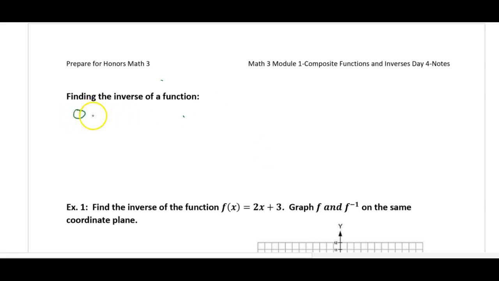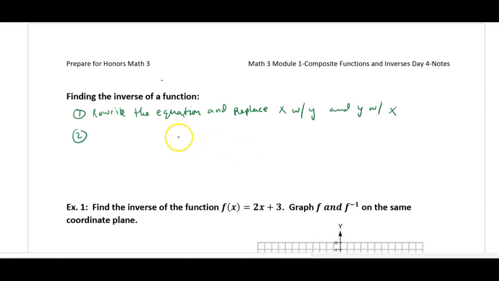Well, the first thing we want to do when we go to find the inverse is rewrite the equation and replace x with y and y with x, okay? So you're basically switching the variables, and then from there, all you're going to do is solve for y. Sounds complicated, but it's actually pretty easy.